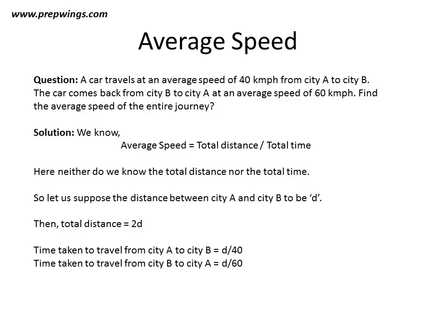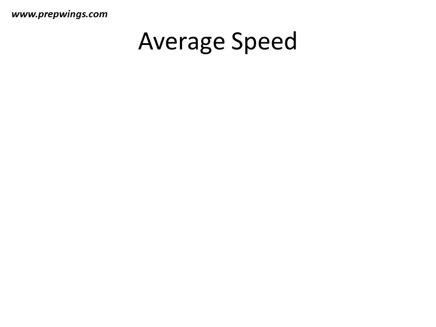And while going from city A to city B, the speed is 40 km per hour and distance is D. So the time taken will be D upon 40. Similarly, time taken to travel from city B to city A is D upon 60, because the speed coming back from B to A is 60 km per hour. Now the total time taken will be D by 40 plus D by 60, which is 5D by 120 or D by 24.